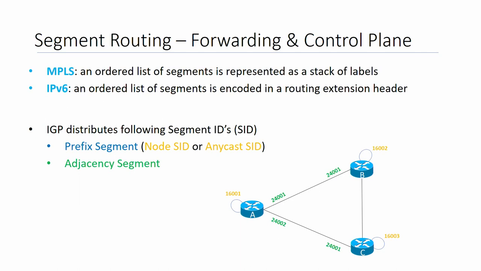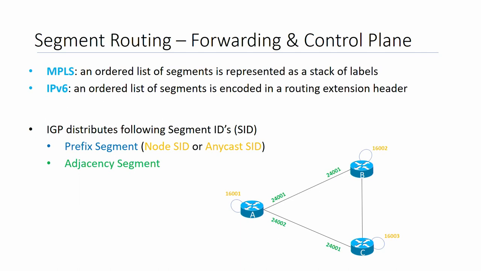When I say unique, it means it is globally significant. What does that mean? Now, imagine you have OSPF process 1 running, right? In that OSPF process 1, whatever router is participating in that process will know all the prefixes, all the loopback interface IP addresses and everything. And on top of that, he will also know the prefix segment ID of that specific node, right? So each node will have a unique value. In this case, node A has 16,001, node B has 16,002, and node C has 16,003.